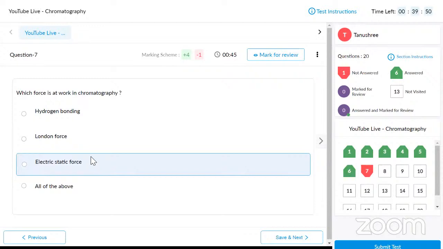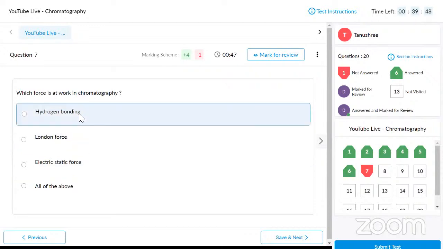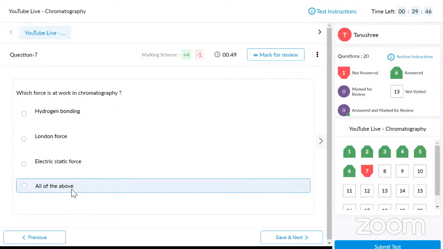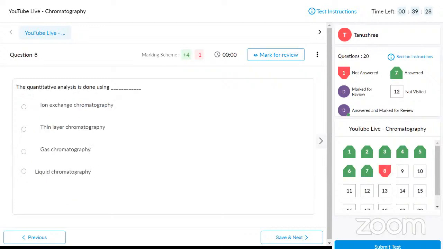So which force is applicable in chromatography? The option is all of the above, because hydrogen bonding, London forces as well as electrostatic force help the analyte bind onto the stationary phase, and these are all the important factors which govern the separation of your analyte. So the answer is all of the above. Moving on to the next.